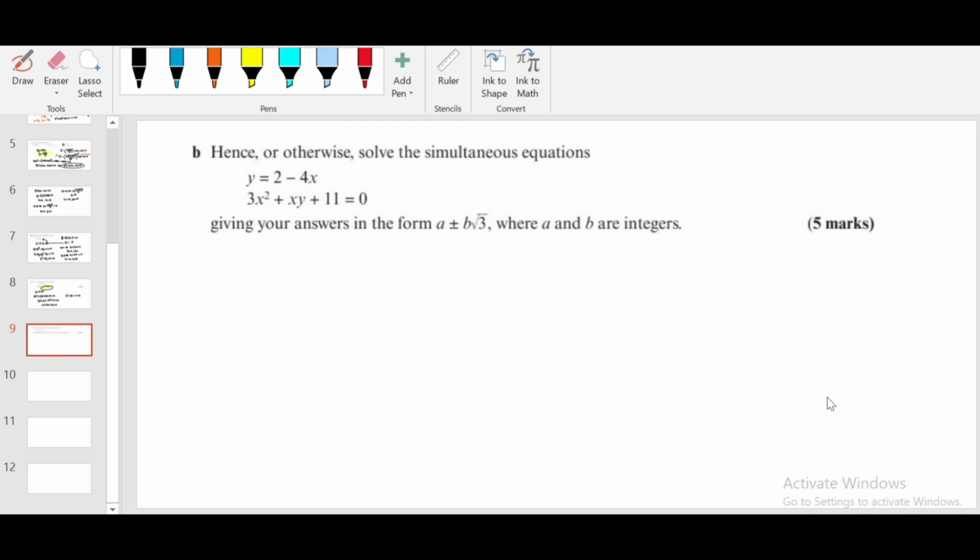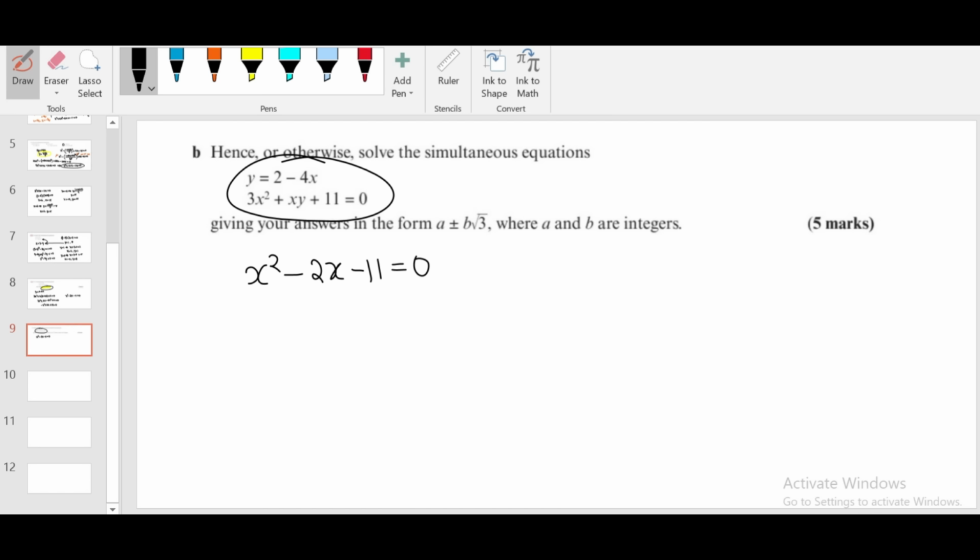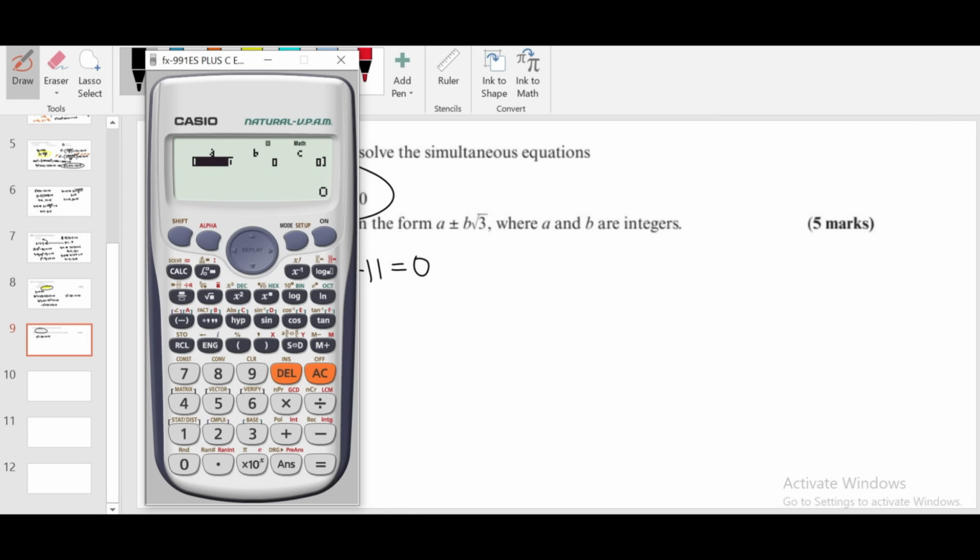Now the next part says solve the two simultaneous equations. You don't need to start from the beginning. We have already combined them and framed this equation already. x square minus 2x minus 11 is 0. We just need to solve it. So I'm going to use my calculator to solve it.